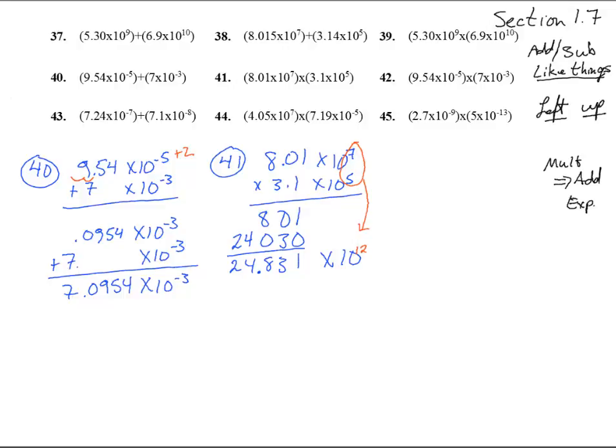We are not yet done, however. This is not appropriate scientific notation. This has to be moved this way, and this has to go plus 1. Left, up. So that now it's official scientific notation. 2.4831 times 10 to the 13th power. There we go. Next one, 42.